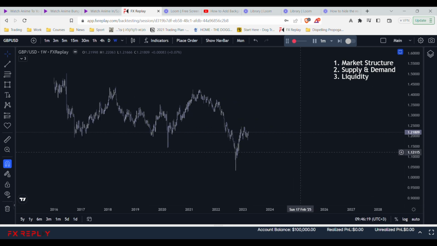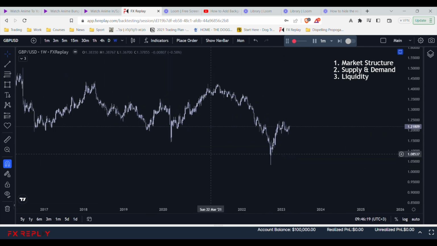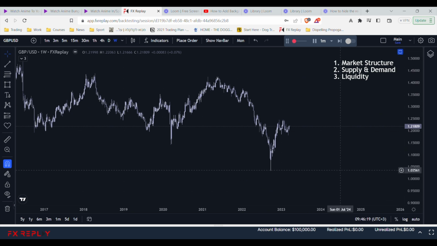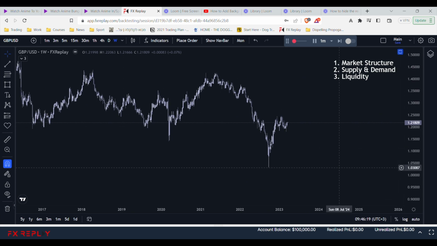Okay, cool. So we're going to begin with the weekly because I'm not familiar with this pair too much. I don't usually trade it. So whenever we begin with a new pair, we want to start with the higher time frame, or if we're just starting out our trading week on Monday, we might want to look at the weekly. Okay, so what do we have here?